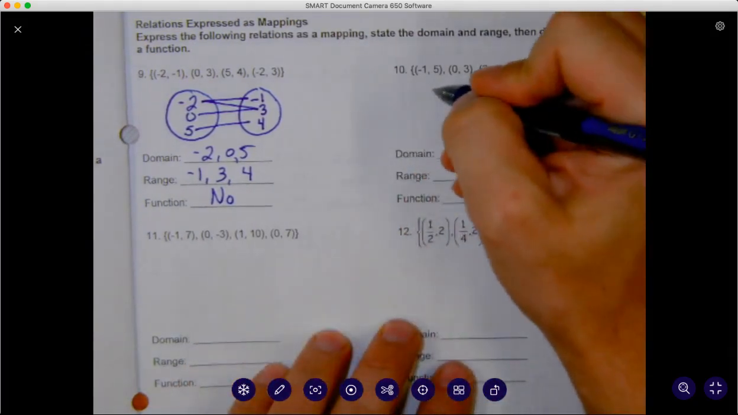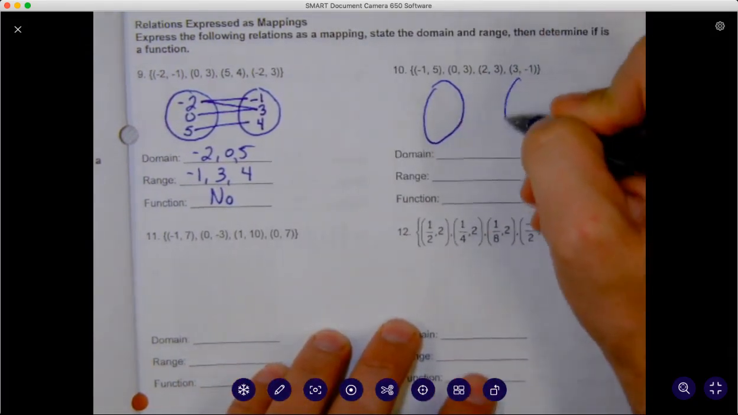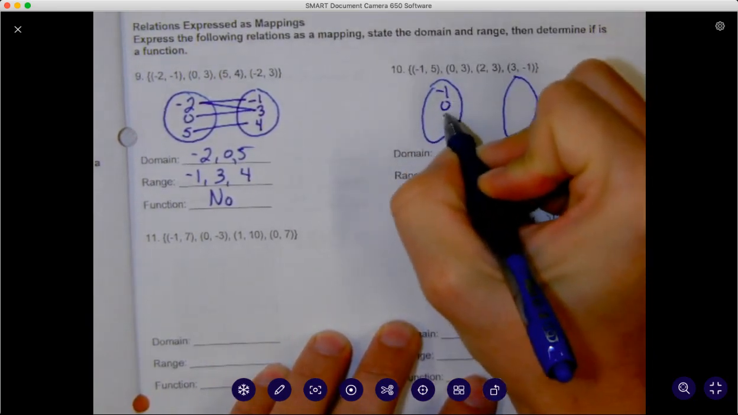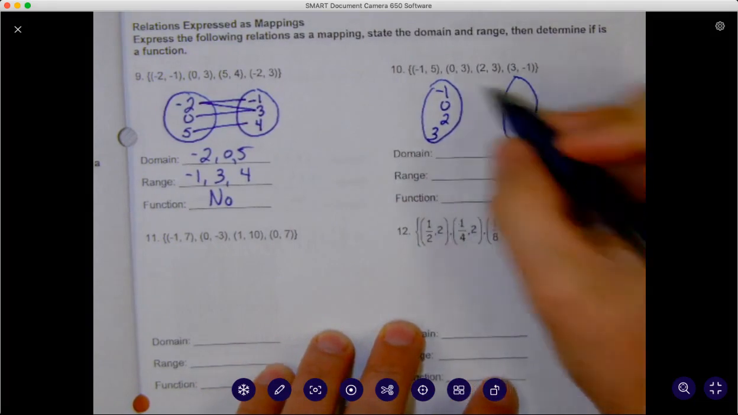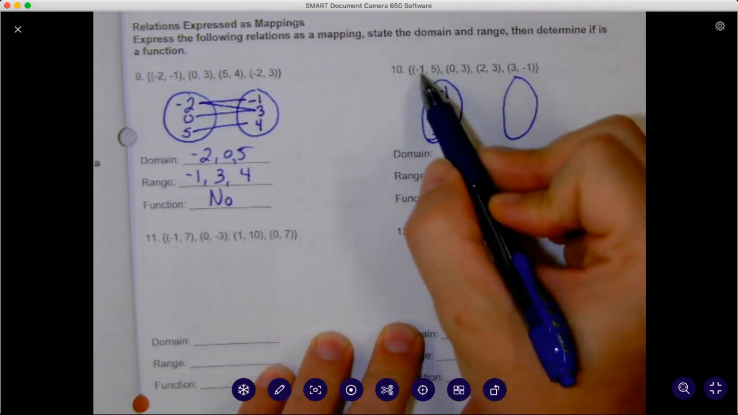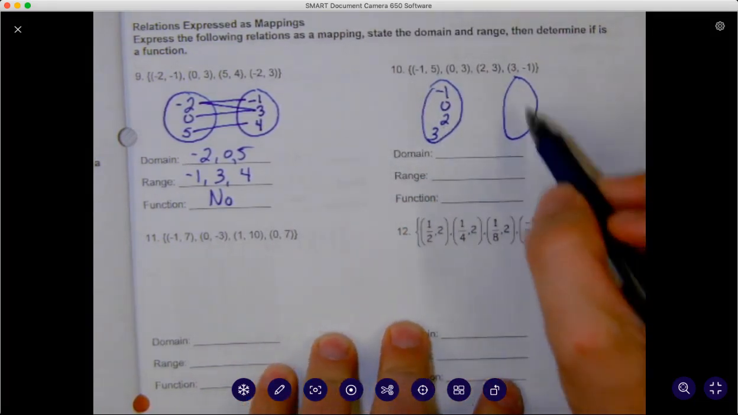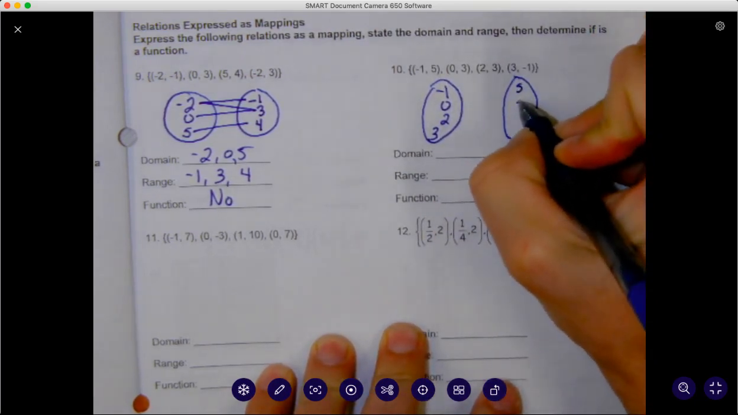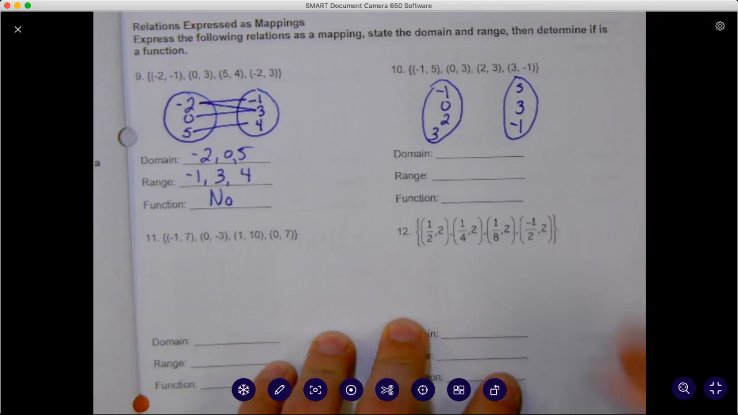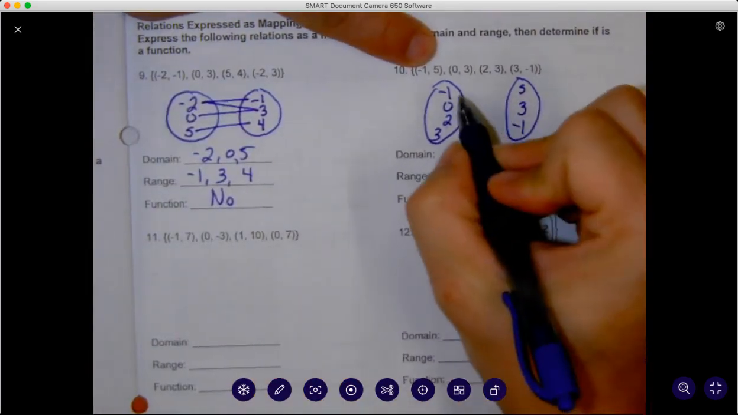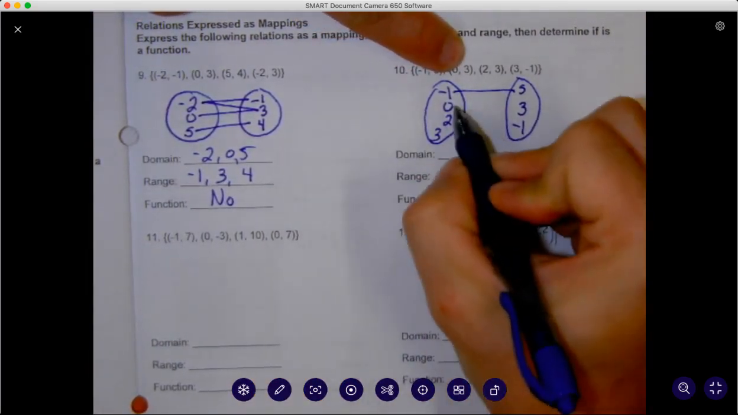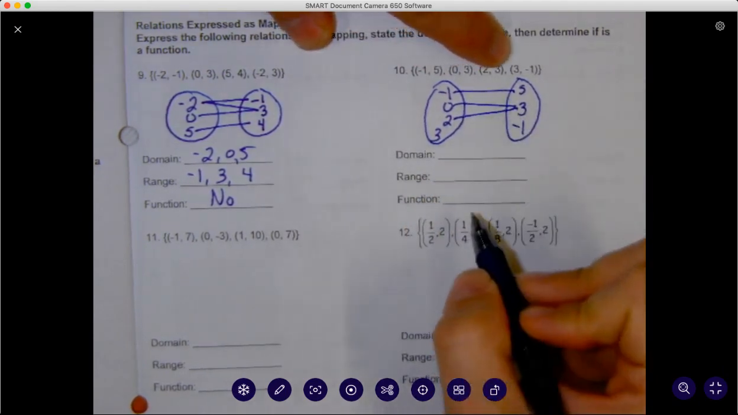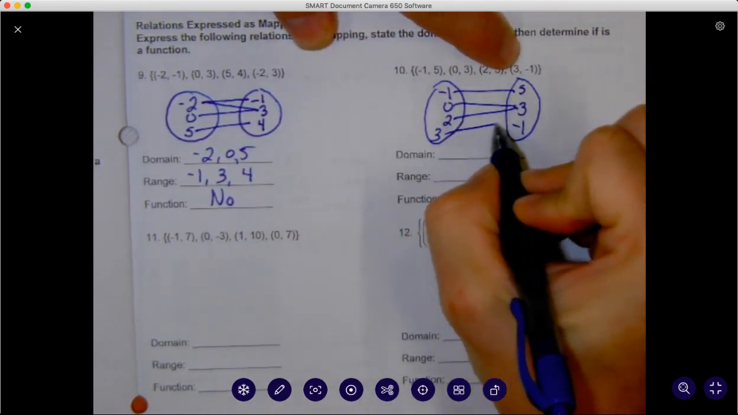Okay, number 10. Mapping diagram. -1, 0, 2, 3. It's our list of guys, the x values. That's the input. The output is the list of girls. The y values, 5, 3, and -1. So now -1 likes 5, 0 likes 3, 2 likes 3, and 3 likes -1.